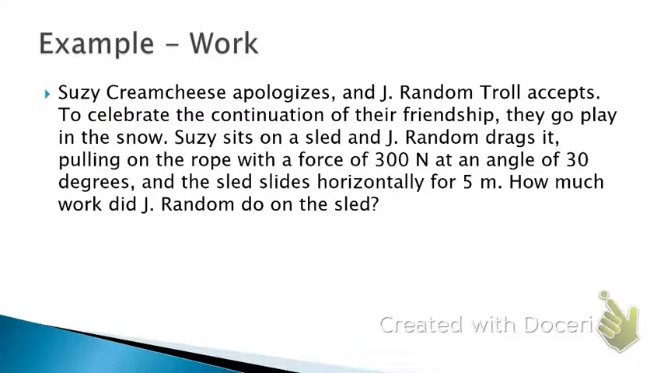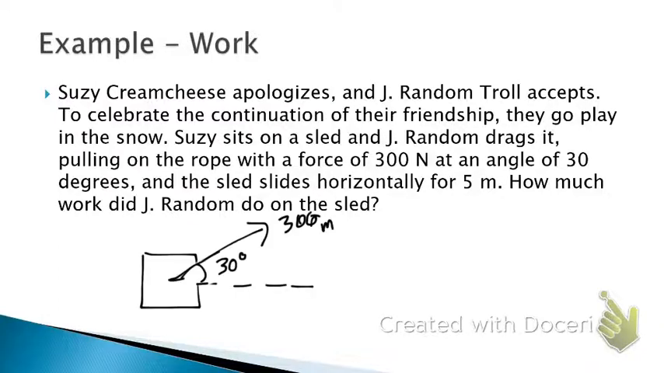Susie sits on a sled, and J Random drags it, pulling on the rope with a force of 300 newtons at an angle of 30 degrees, and the sled slides horizontally for 5 meters. How much work did J Random do on the sled?